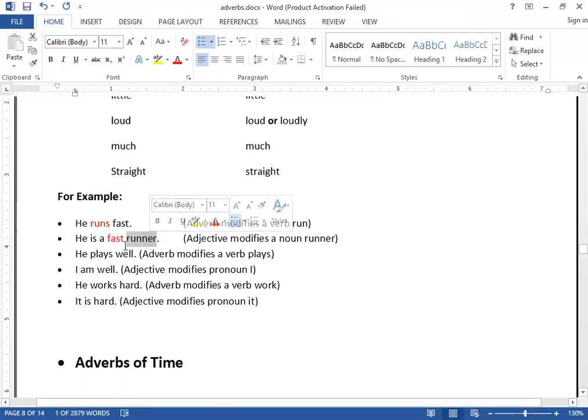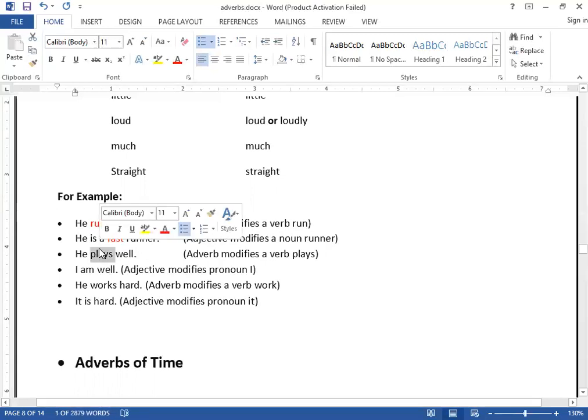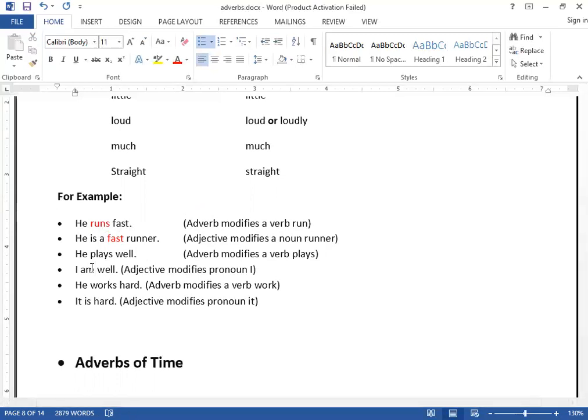So in the first one, fast functions as an adverb because it modifies a verb, and the second one it functions as an adjective. Another example: he plays well. How does he play? Well is an adverb of manner, because it modifies plays. But if I say, I am well, well is an adjective because it modifies a pronoun. I am well. Who is well? I.